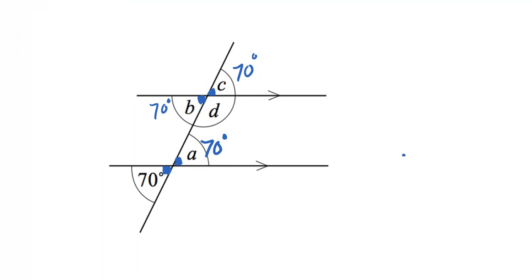The only one I've got to find now is D, and we know that we have a straight line, look, and angles on a straight line add up to 180. So if I want to work out D, I can do 180, take away that 70, and that's going to leave me with 110. So A, B, and C are all 70 degrees, and D is 110 degrees.